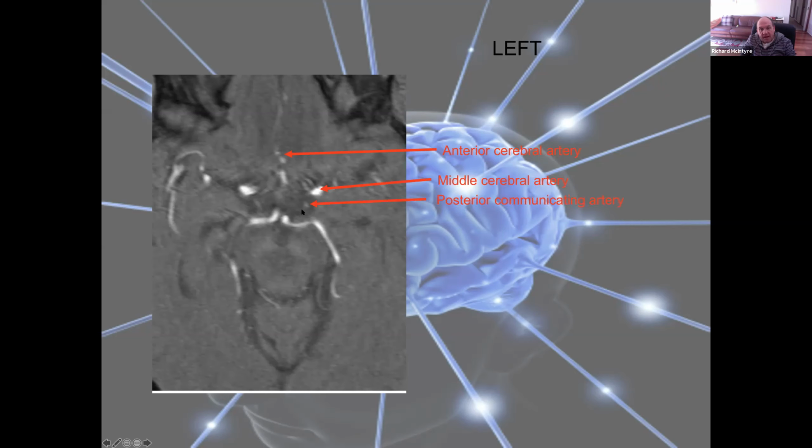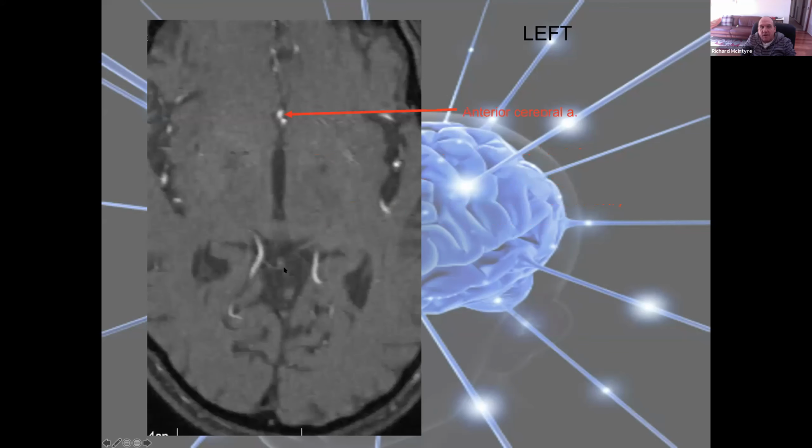Posterior communicating artery between the posterior cerebral arteries and the middle cerebral artery. And then, of course, we have the posterior cerebral arteries that receive blood from the basilar, that receive blood from the left and right vertebral arteries. Now we come up a little bit higher. We have the anterior cerebral arteries.